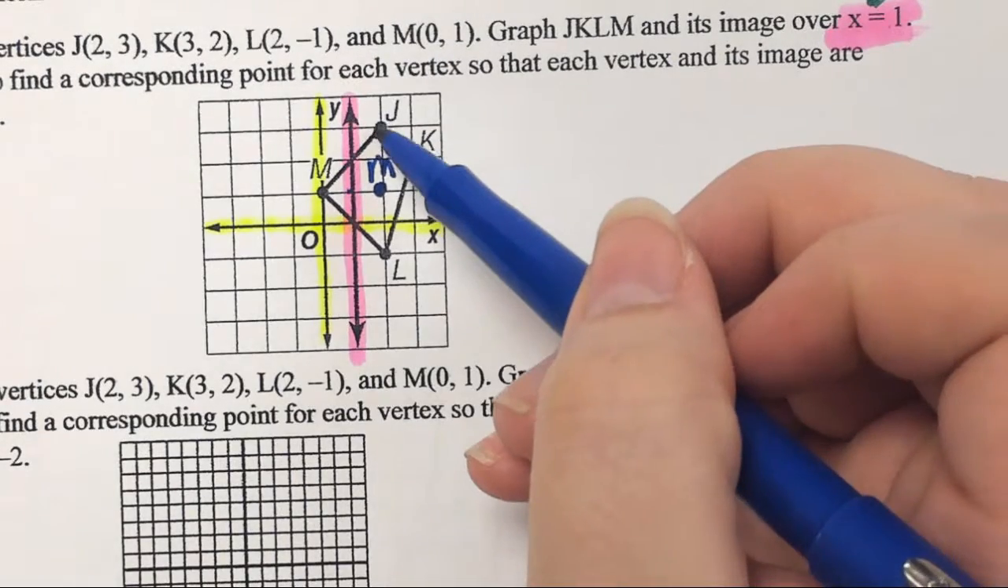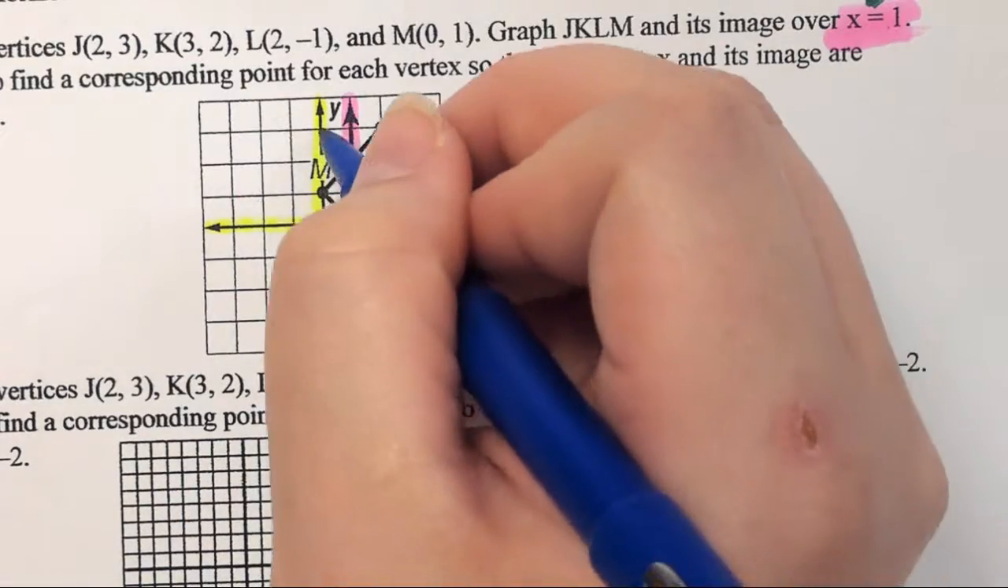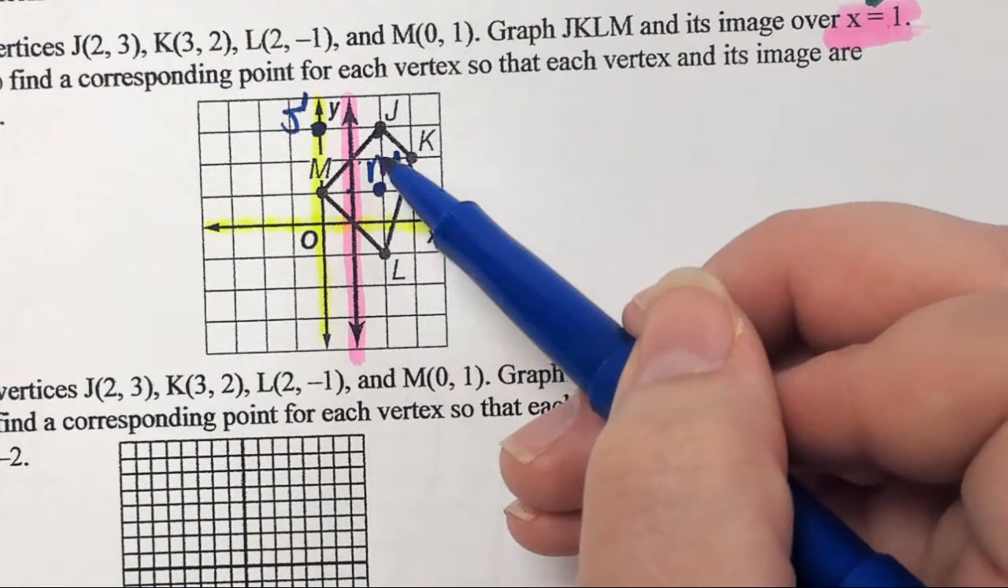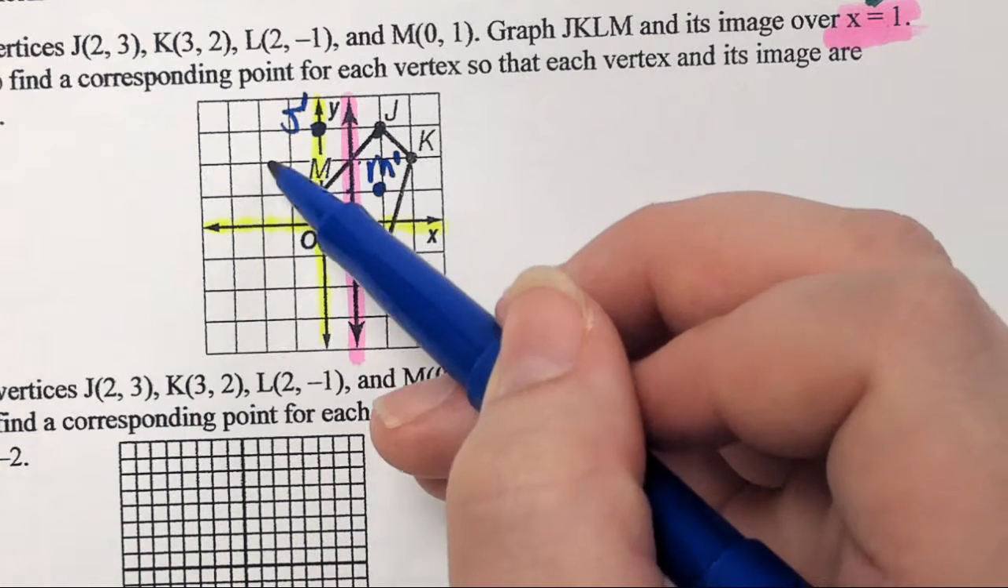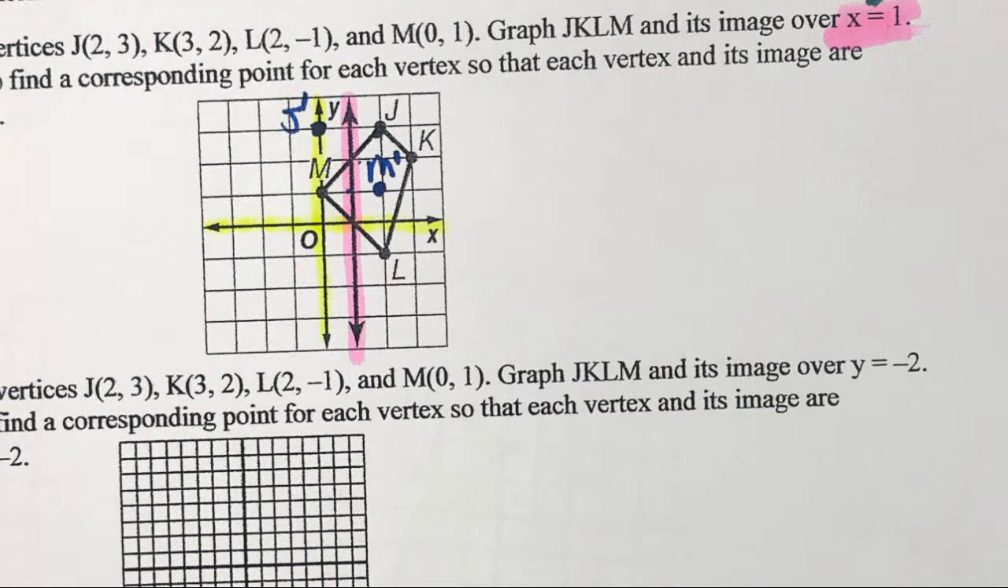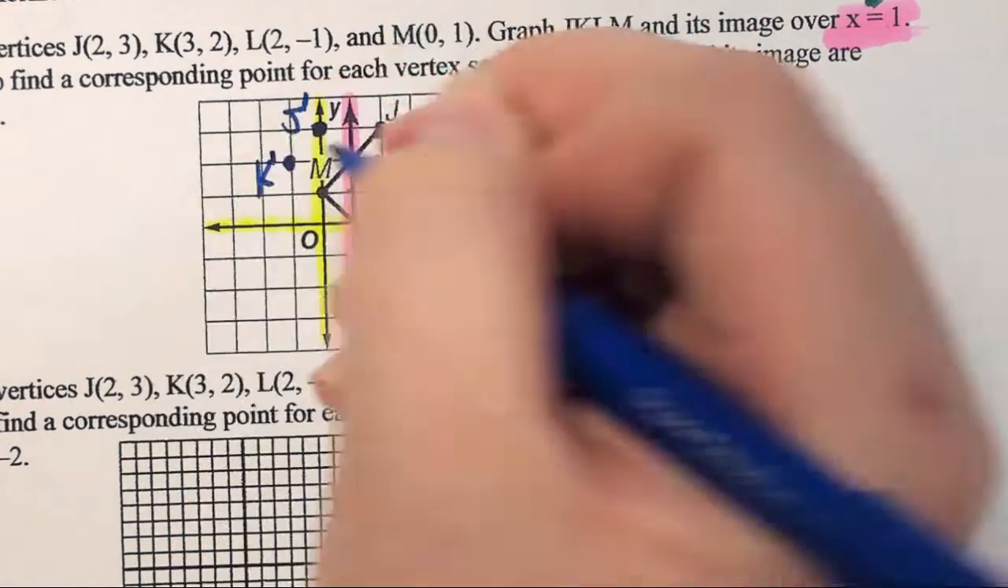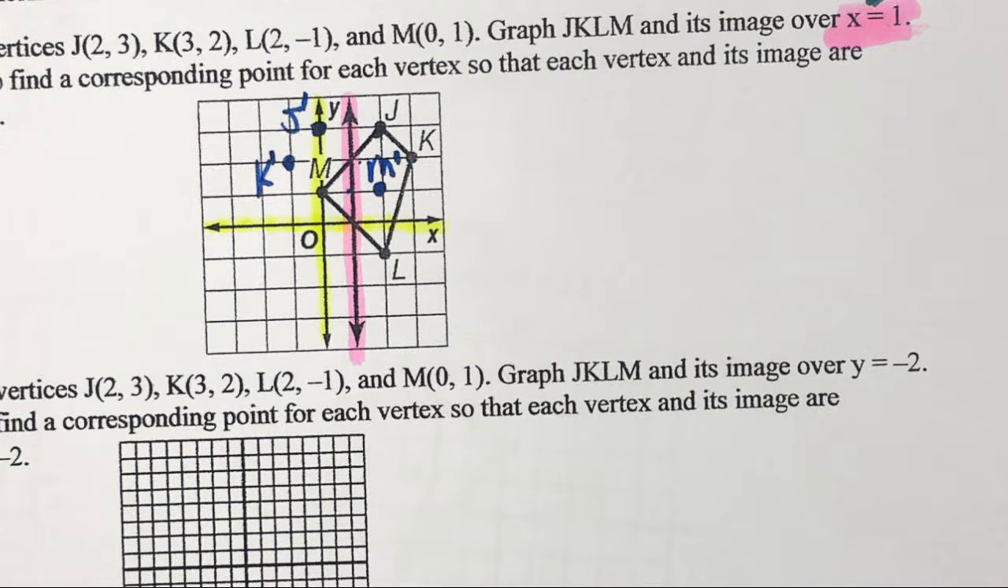Okay, if I go to J, it was 1 to the right. So J prime would be 1 to the left of that pink line. K was 1, 2 to the right, so I need to go 1, 2 to the left. Let me say that again. I'm using this pink line, and I'm counting to K. I go over 1, 2. So my new K needs to be over to the left, 1, 2. I'm just counting today. And then L is 1 to the right, so L prime needs to be 1 to the left.